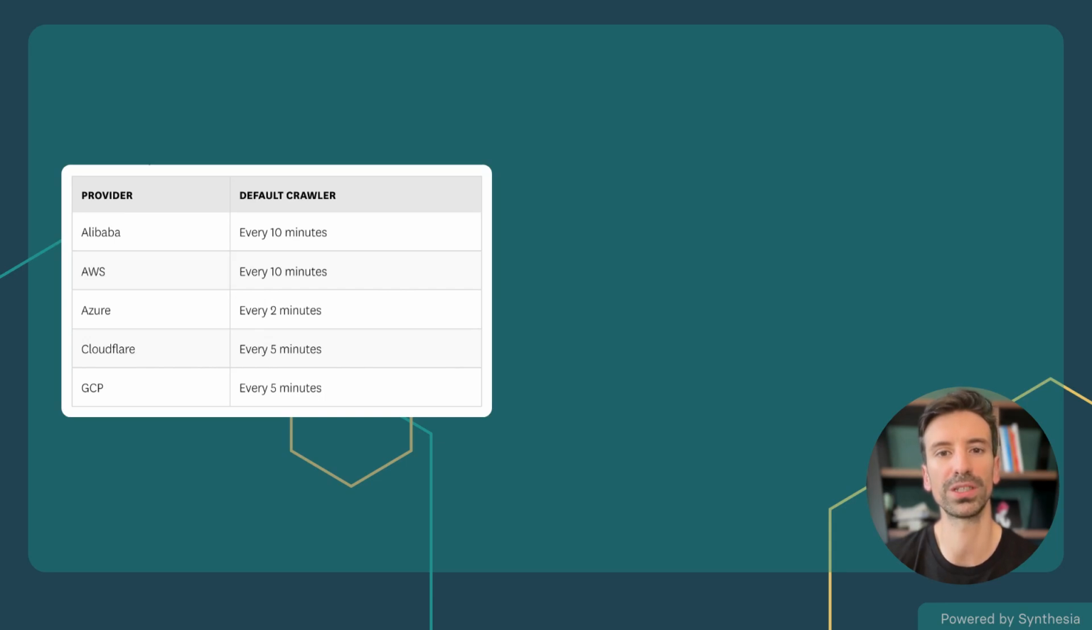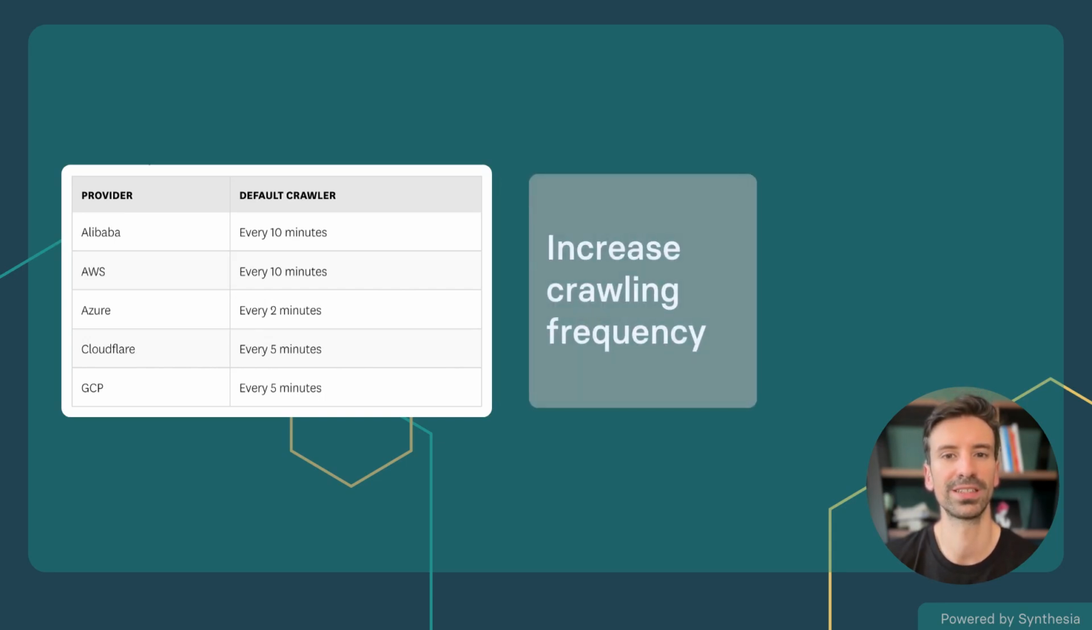One option is to increase the fetch frequency. If you need data more frequently, you can ask Datadog support to do this for you. Just keep in mind that more frequent API calls might mean higher costs from your cloud provider.